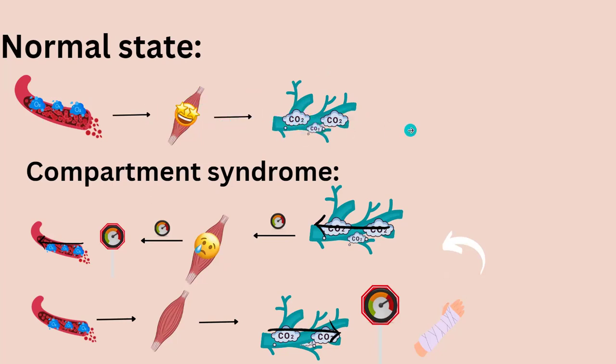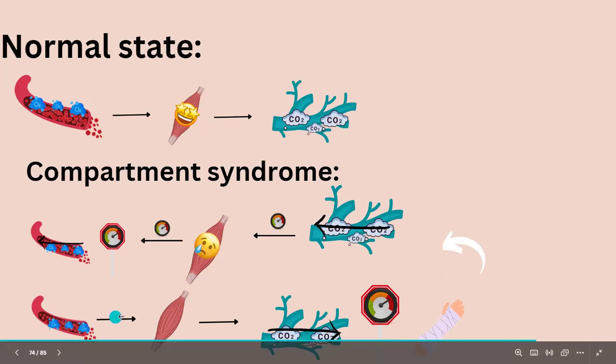The venous blood gets taken out by the veins. This is in the normal state. Now in compartment syndrome, we start right here. The artery wants to supply the muscle, but then the vein wants to take the blood away. Although due to the high pressure of the cast, the vein cannot overcome the pressure presented by the cast, which starts to result in the blood backflowing.